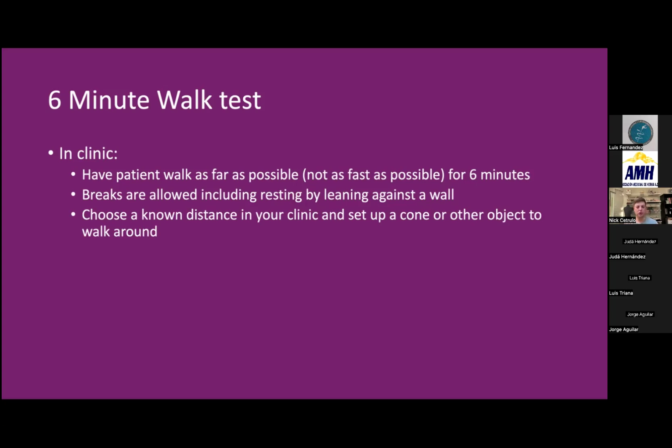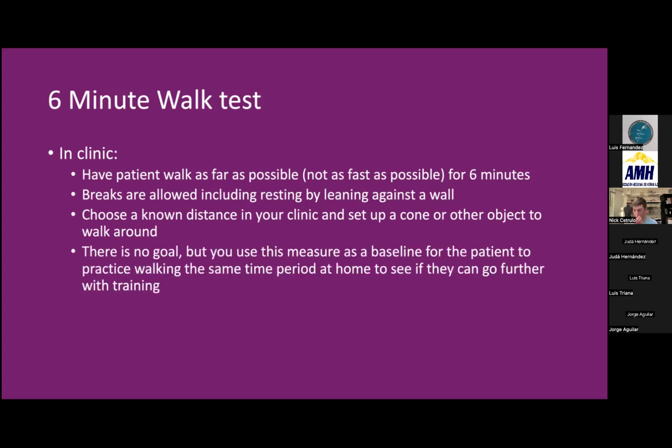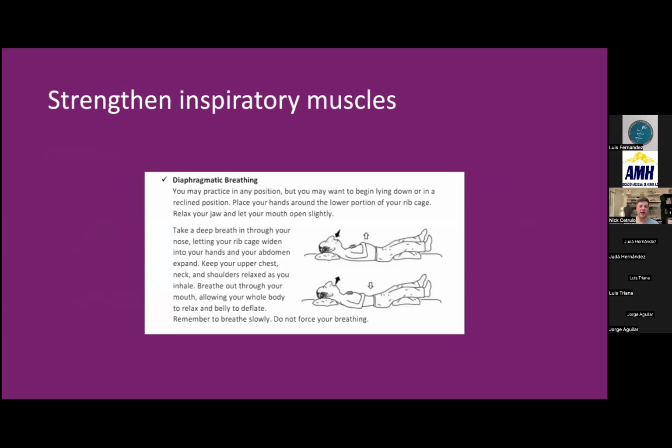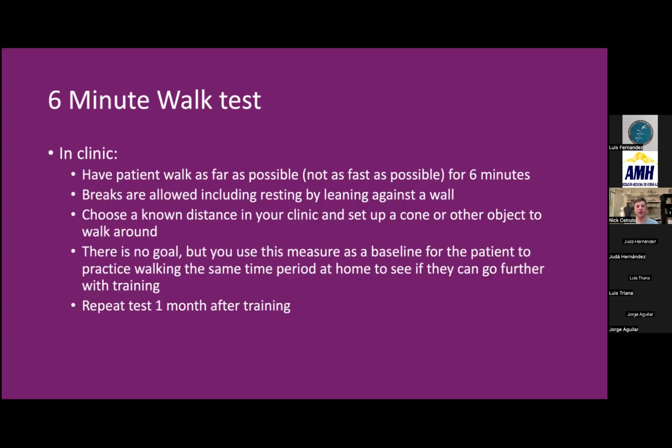Try to set up a cone or an object that they can walk around, not just a wall they push off of. There's no goal per se in terms of if they meet a certain distance criteria, they are not frail. What you're really trying to do is establish a baseline to see how well they can do it and how far they can get. Repeat this testing 1 month afterwards to see how their training has gone. So those are some of the tests that I'll do in clinic to see how much prehabilitation I think a patient will need.